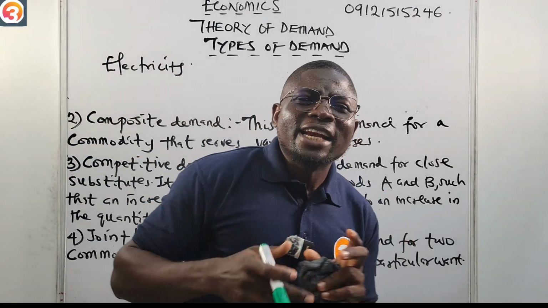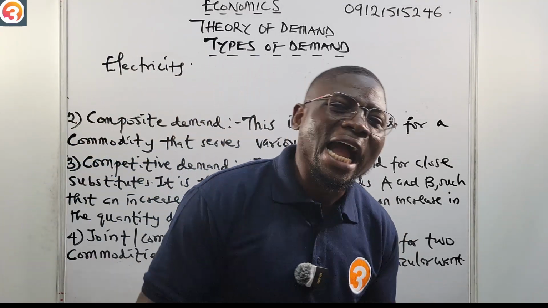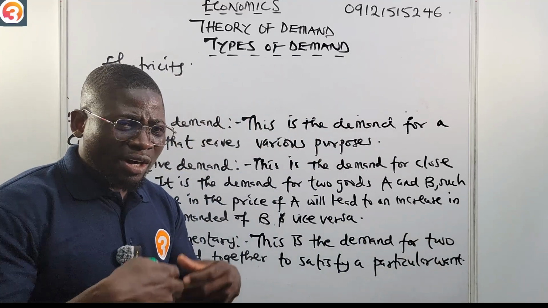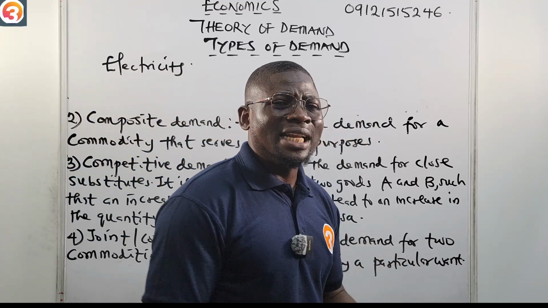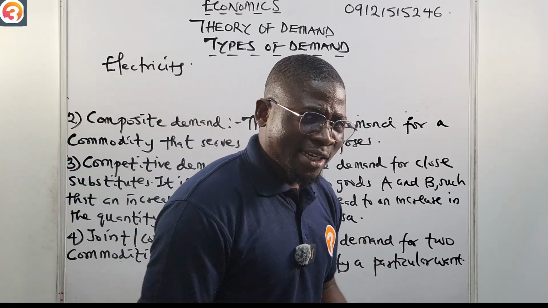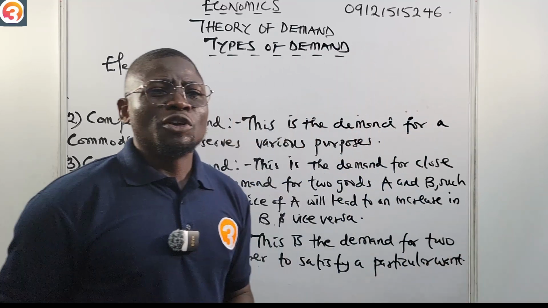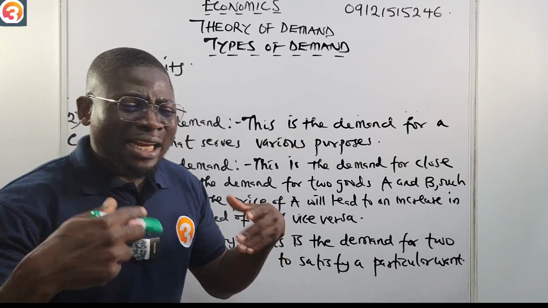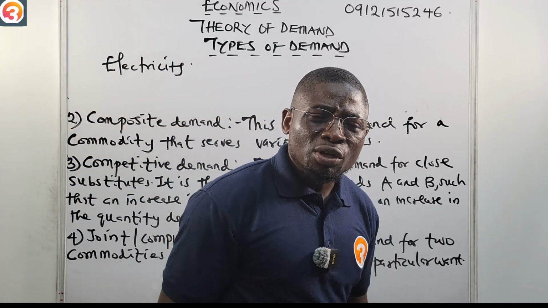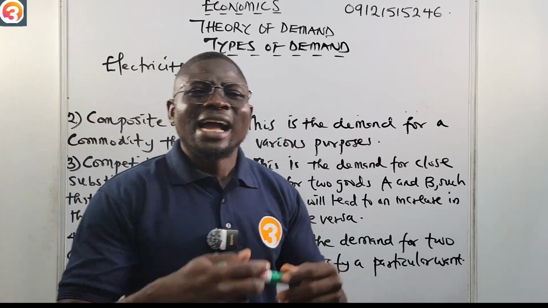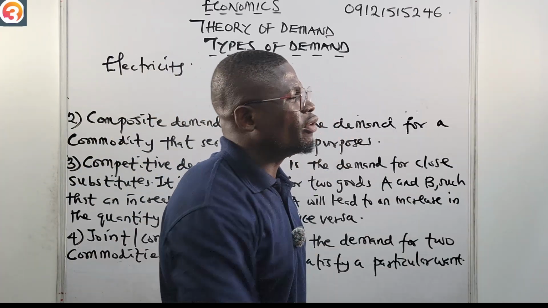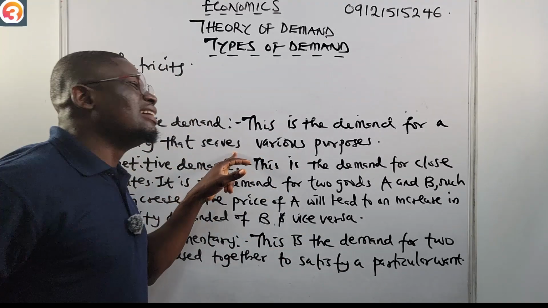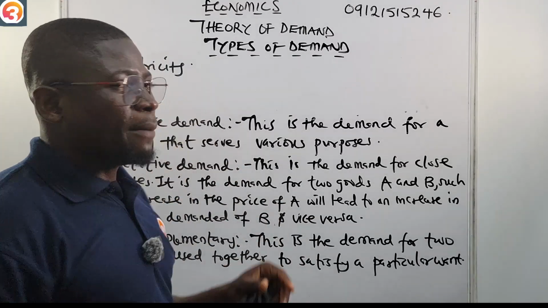With electricity, you can play music on your speaker and blast music in your house. That is one. With your electricity, you can refrigerate your drinks. That is two. With electricity, you can watch television. That is three. You can use it in your place of work to power your air conditioners and other electronics. You can use it for industrial machines, like your yam pounder. So electricity has a lot of uses. Composite demand is the demand for a commodity that serves several purposes. An example is electricity.